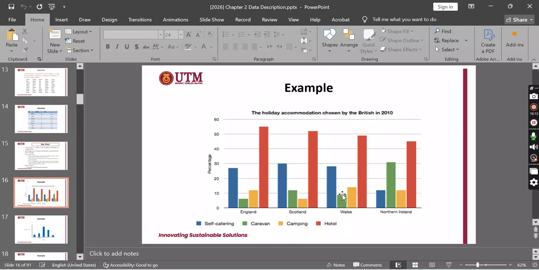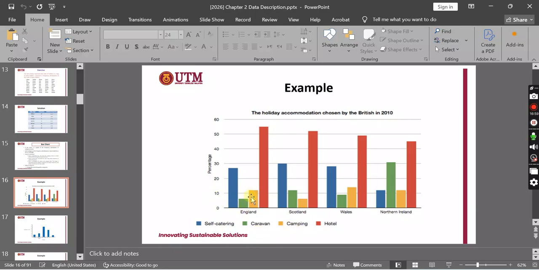When you have the data set in an Excel sheet or in R language software or maybe SPSS, you can make the plot like this, the bar chart like this. It also shows the frequency of each category. For example, the blue color is self-catering. It's approximately 28. For caravan, this color is caravan, so it's approximately 7, 6, 7 maybe. Approximately, it's equal to 7.